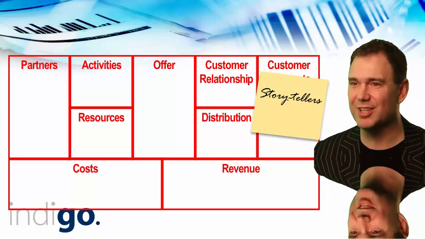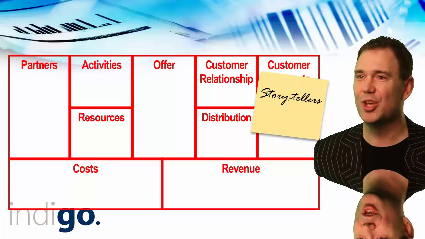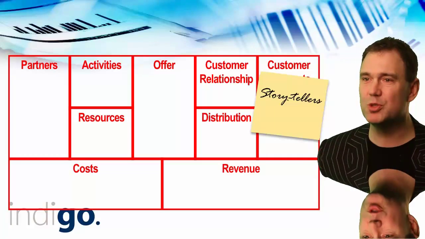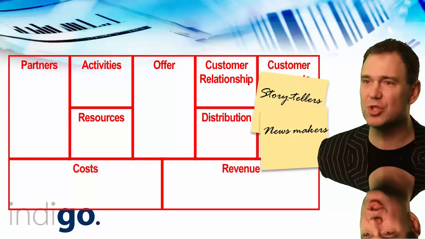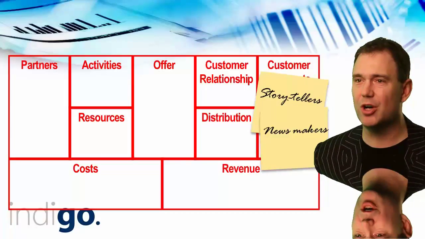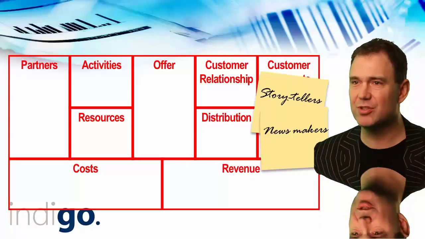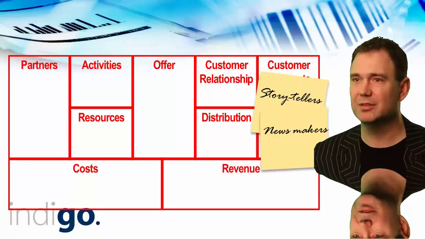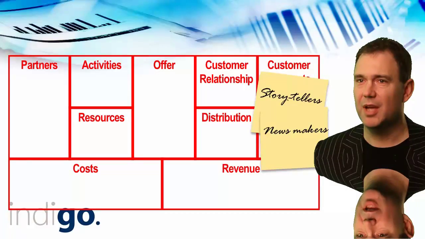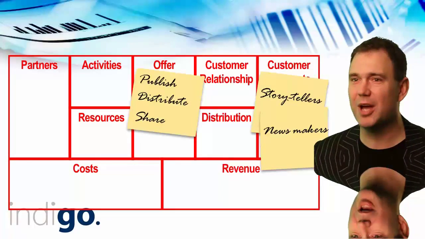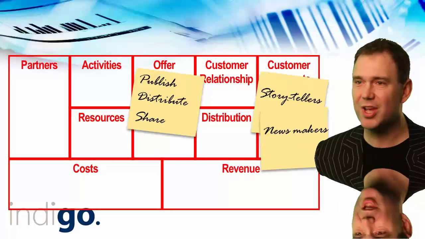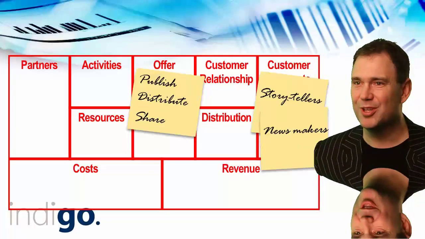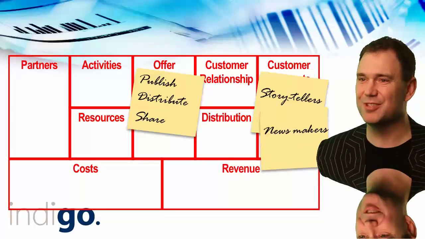First of all, there are storytellers. These are journalists and bloggers who are looking for high quality original content. And there are newsmakers, people like you and me who have a story to tell, who want to create high quality original content and get it to the storytellers who are writing about this particular area. And the offer. The offer is to publish, distribute and share the stories of newsmakers like you and I to the world's leading journalists in each of those areas.